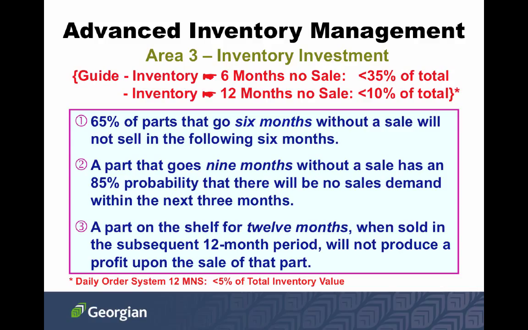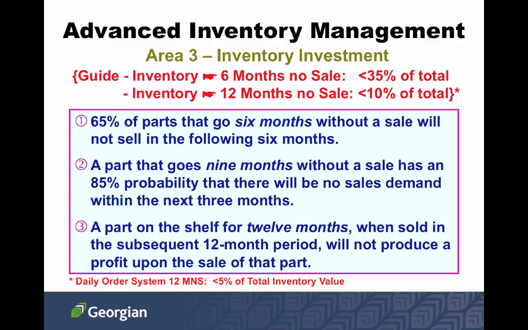The first: 65% of parts that go 6 months without a sale will not sell in the following 6 months. In other words, it's more likely than not that it will be an obsolete part, or an absolutely obsolete part, by the time we get to the end of the fiscal year. This is usually given the label of technically obsolete, and in fact that DMS setting for 6 months without sale is that it goes into automatic phase out.